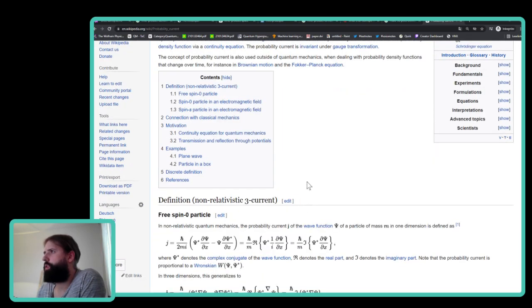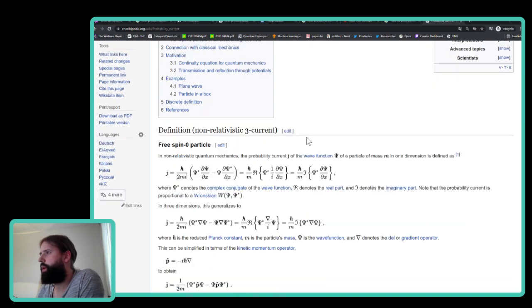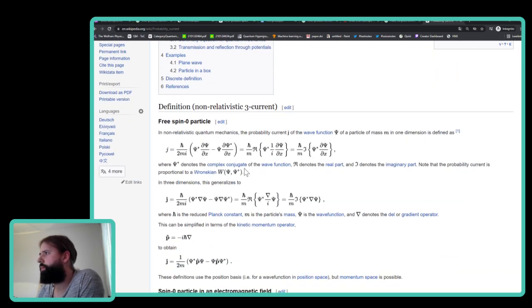Okay, so here actually there are different formulas, but there you go. In non-relativistic quantum mechanics, the probability current J of a wave function psi of a particle of mass m in one dimension is defined as.